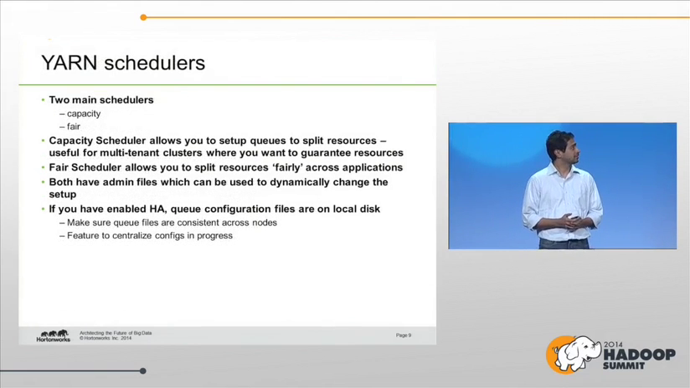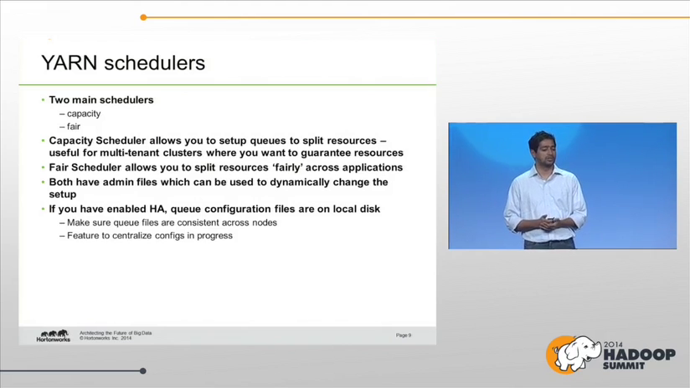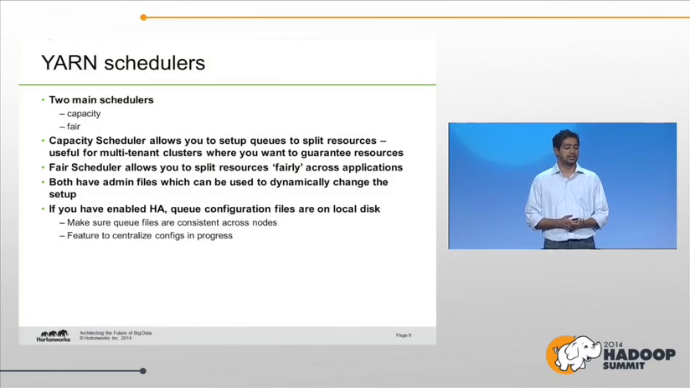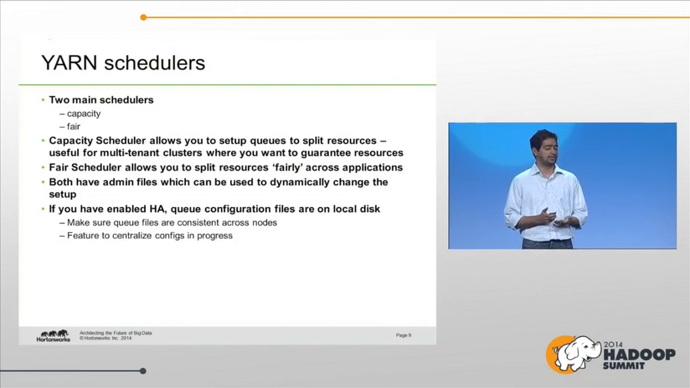Moving on to the schedulers. So two main schedulers. There's the capacity scheduler and the fair scheduler, the most common out there. Capacity scheduler is really meant for large multi-tenant organizations, helps you split up resources and guarantee resources. The fair scheduler is a fair distribution of resources across applications. Both have admin files that can be used to dynamically change setup. So while the cluster is up and running, you can change things.